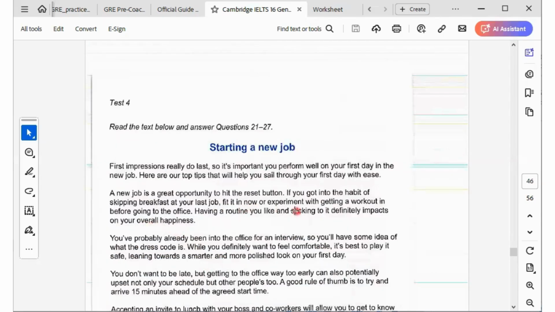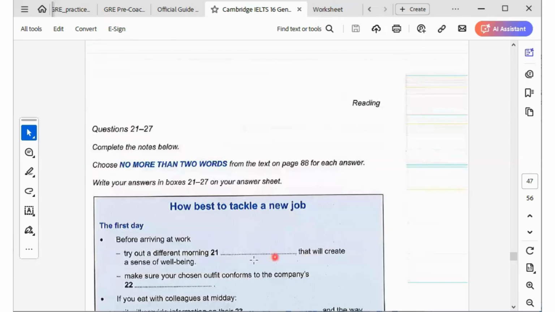Look at this part again. It says that word. Sticking to it definitely impacts your overall happiness. So, sense of well-being. This one I'm going to pick number 21. I'm going to write routine for number 21. Routine, number 21. Okay? Number 21 is going to be routine.